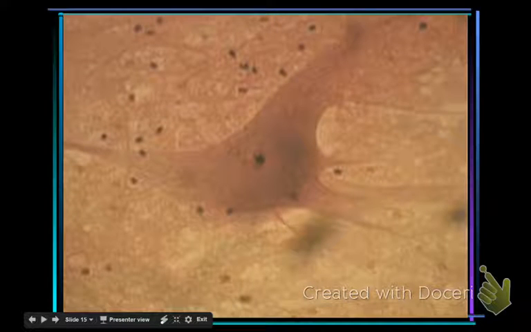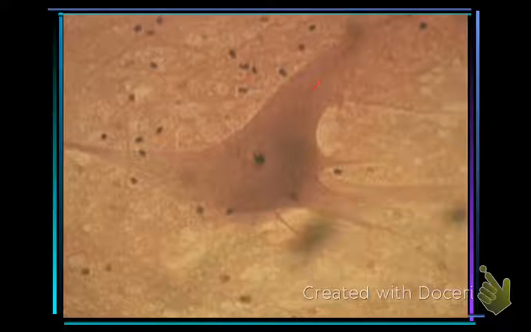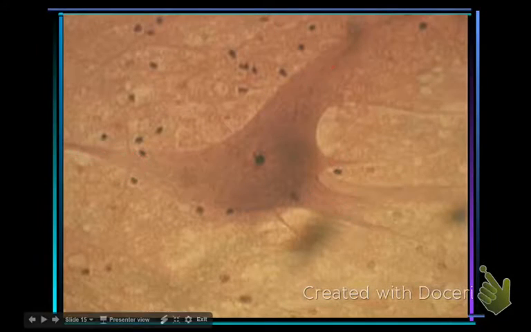A nice up-close view of a nerve cell body. These would be, most likely this is the axon, and then these are all the dendrites, which would be carrying the information in towards the nerve cell.